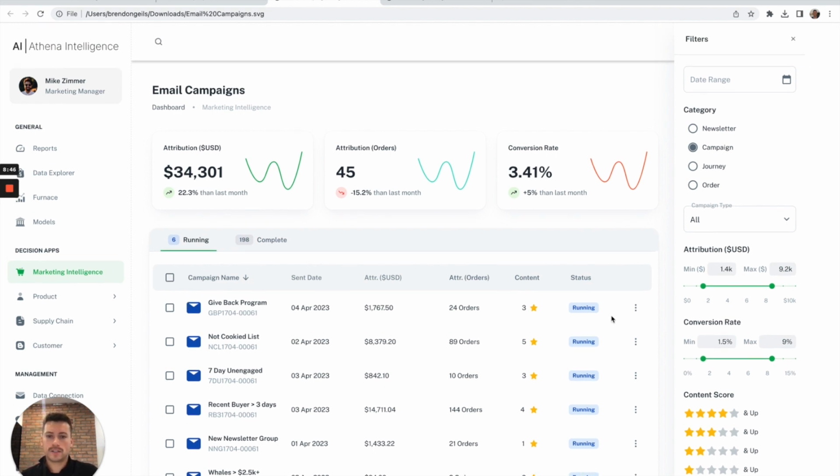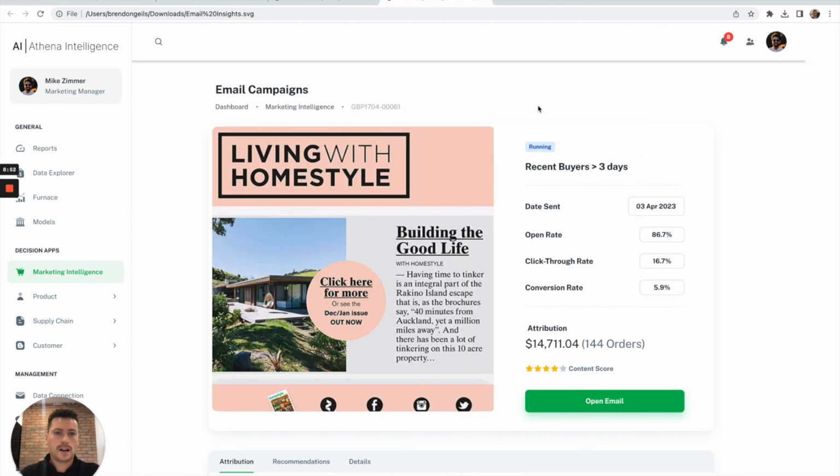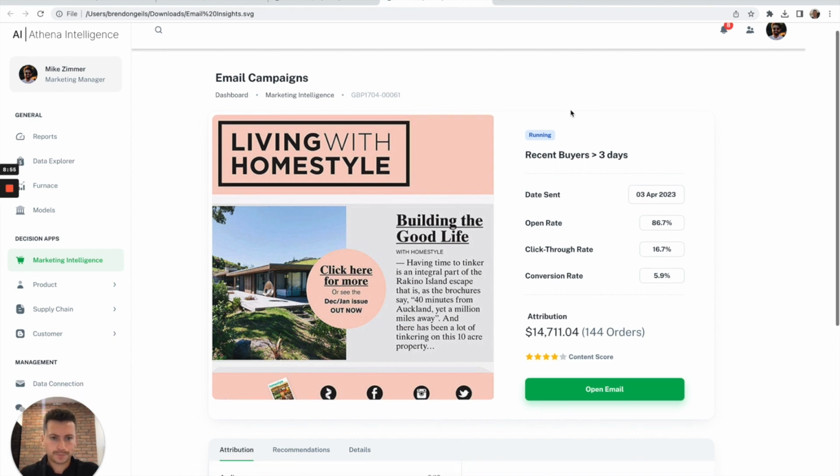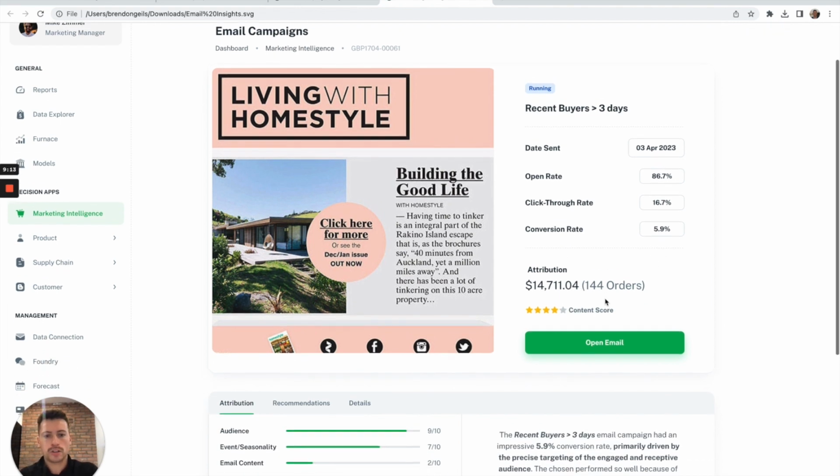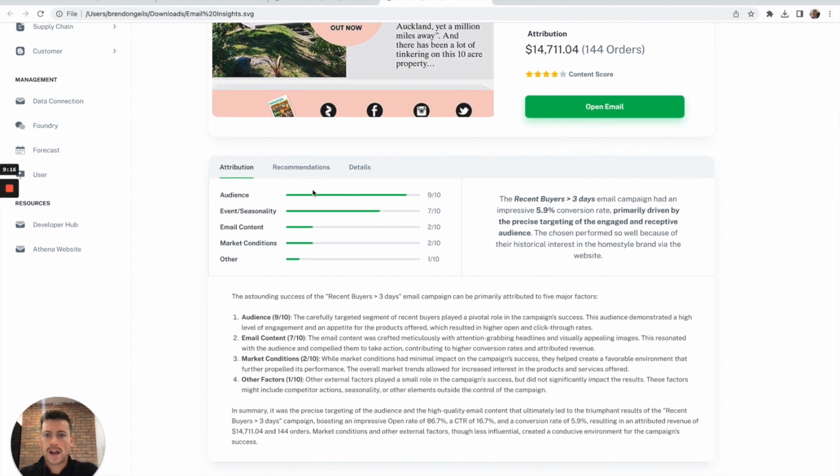I'll pivot into a single email campaign, and we can take a look at the attribution side of the house. Great. So in this example, we've opened the email campaign. We're getting a quick highlight here of what it was. As a reminder, we can see some key characteristics: the day we sent it, open rate, click-through rate, conversion rate, that attribution number we talked about earlier. And then interestingly, we actually have a breakdown. So for our attribution, we estimated $14,000 was attributed to this particular campaign and 144 orders.